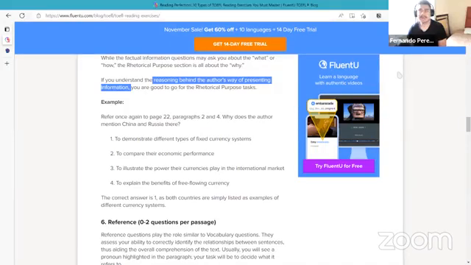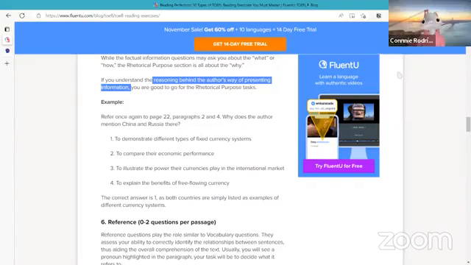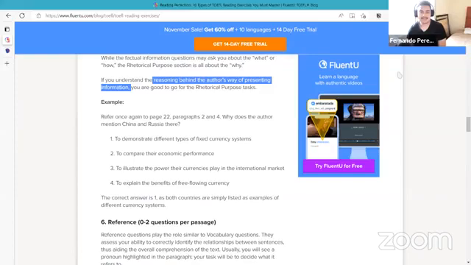TOEFL, sorry, TOEIC is very contextual and asks for very specific information. The questions are pretty similar to these ones, giving you things like what is the intention of the sender, or if you receive this email, what is your next action. So definitely they are very similar.